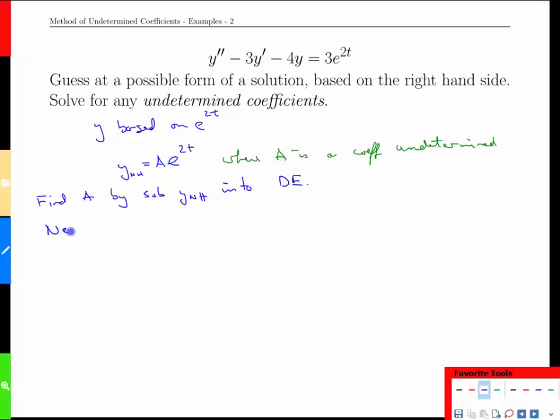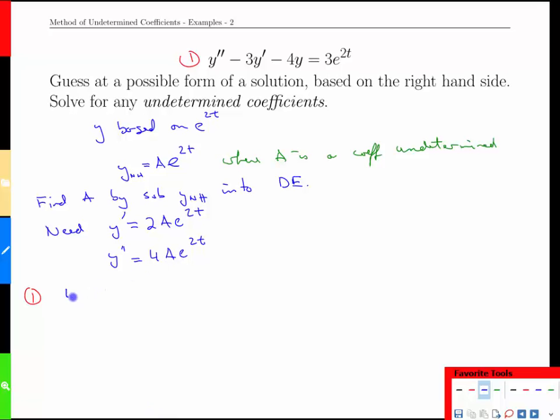For that, we're simply going to call it y here. From here on in, we're going to need y prime. That's going to be 2A e to the 2t, and y double prime is going to equal, getting another 2, 4A e to the 2t. Go back to our differential equation, and we sub that in.